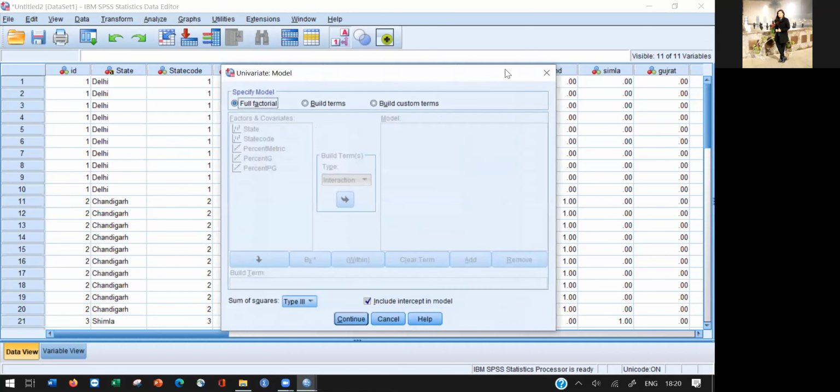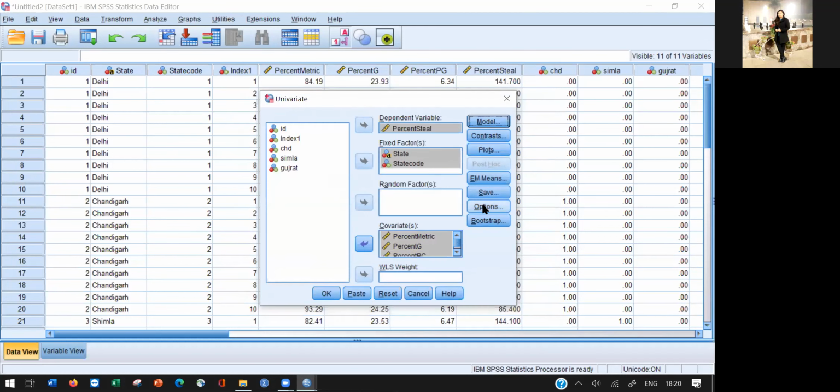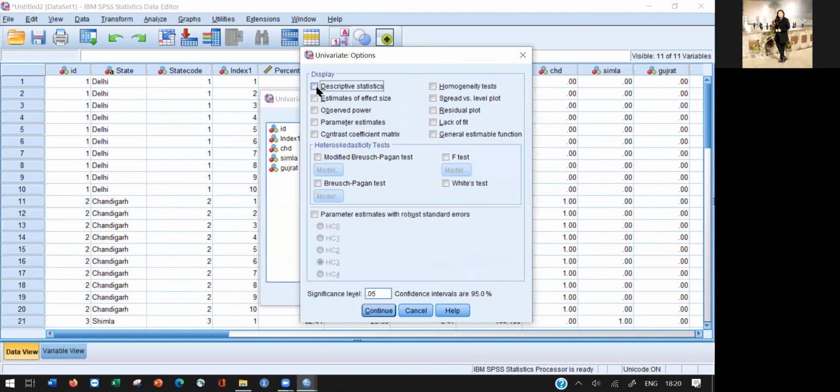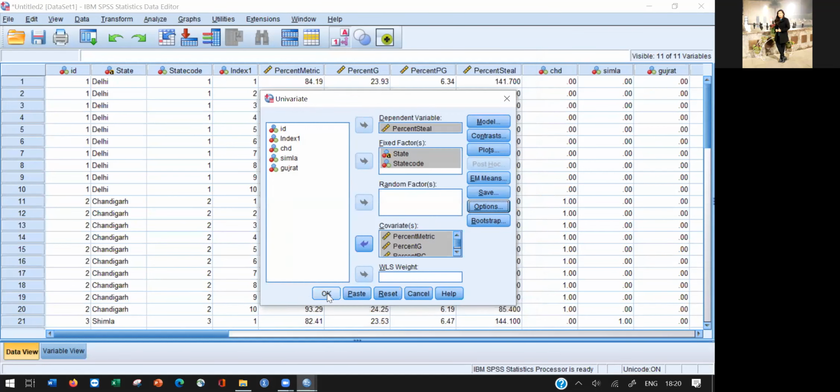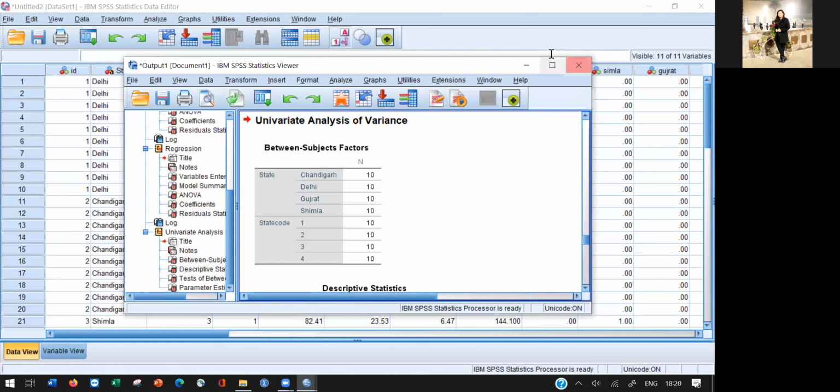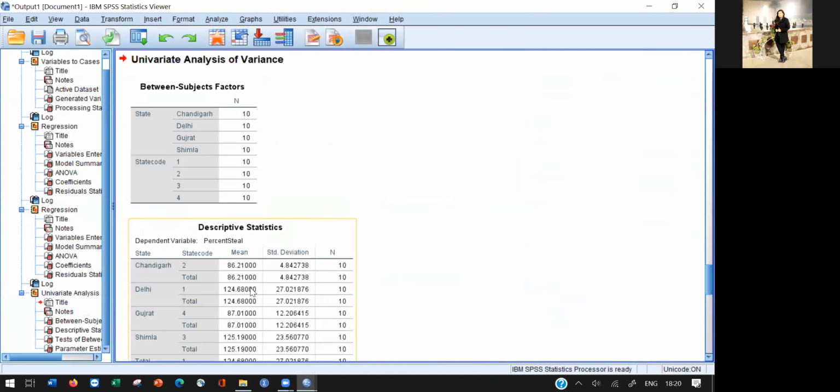Next, I'll look into the options. If I need to include descriptive statistics, I'll include that. I'll include the estimate of the effect size. I'll include the parameter estimates. And after that, I'll continue. If you want to include any other tests as per your data, the BP test or the BPG test or White's test, you can always include that. Continue and OK. So now I have got my univariate analysis.